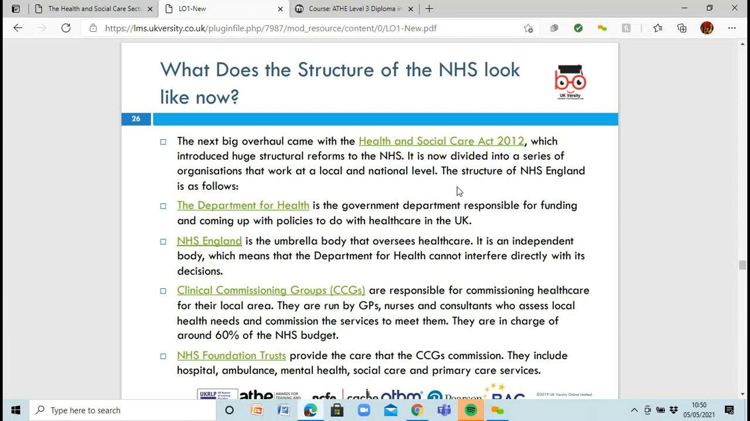Then you've got the clinical commissioning groups. They're the commissioning body, the watchdog, the people that make sure that all the services are doing what they need to do. They're in charge of about 60% of the NHS budget, so they've got very big leeway, and people want to make them happy. Then you've got the NHS Foundation Trusts, which provide the care that the clinical commissioning groups say needs to be done. They also include hospitals, ambulance, mental health, social care, and primary care services. So they've got a nice chunk of services that they oversee as well.